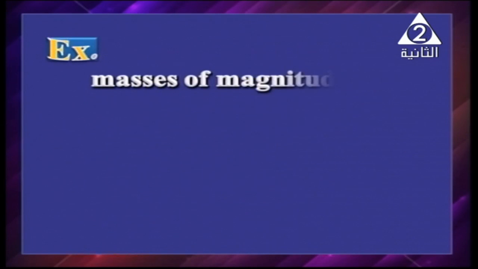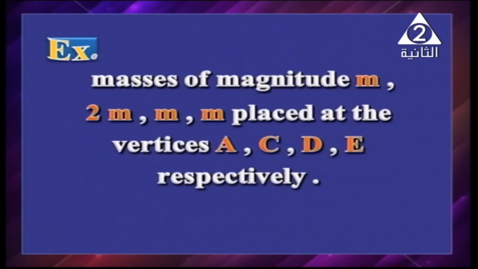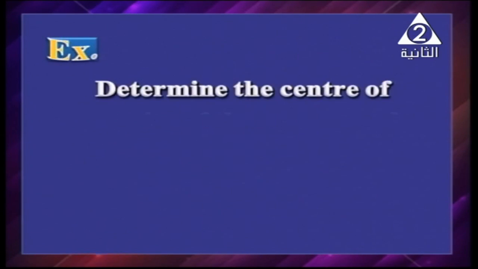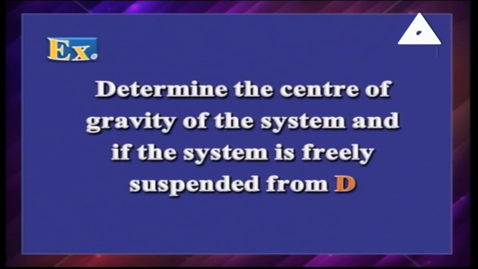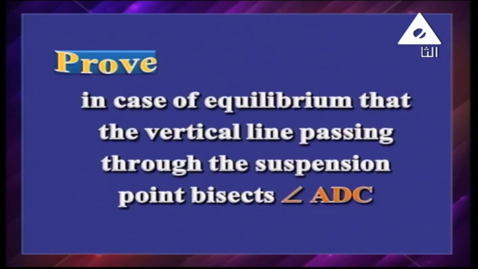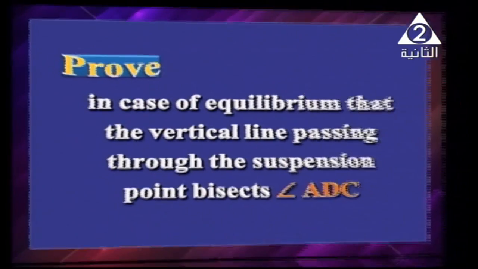Masses of magnitude M, 2m, m are placed at vertices A, C, D, E respectively. Determine the center of gravity of the system, and if the system is freely suspended from D, prove that in case of equilibrium the vertical line passing through the suspension point bisects angle ADC. Solution.